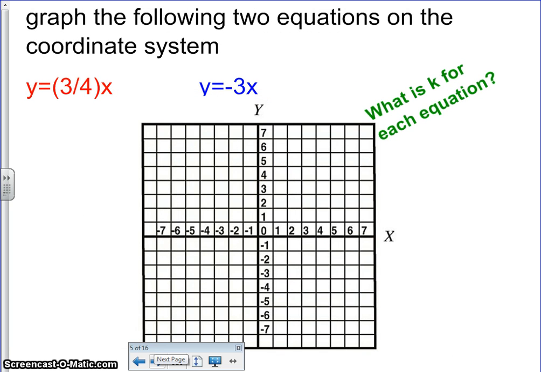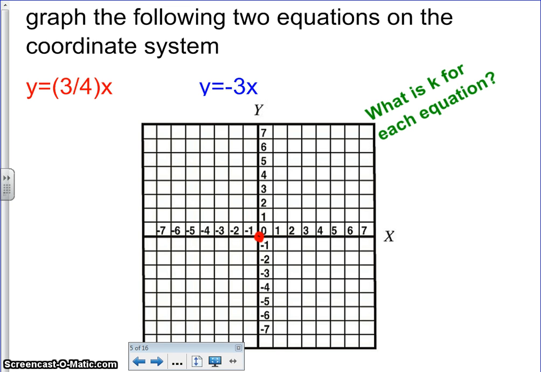All right, graph the following two equations on the coordinate system. These are two examples of direct variation. They both are in the form y equals kx. Go ahead and hit pause and see if you can sketch these in your notebook. Okay, we're back. I'm going to go ahead and graph the red direct variation with my red marker. It is a direct variation. It goes through the origin, so I'm going to put a dot right here at the origin.